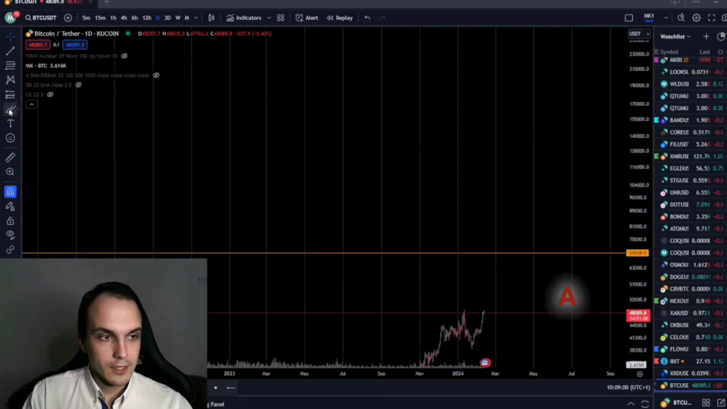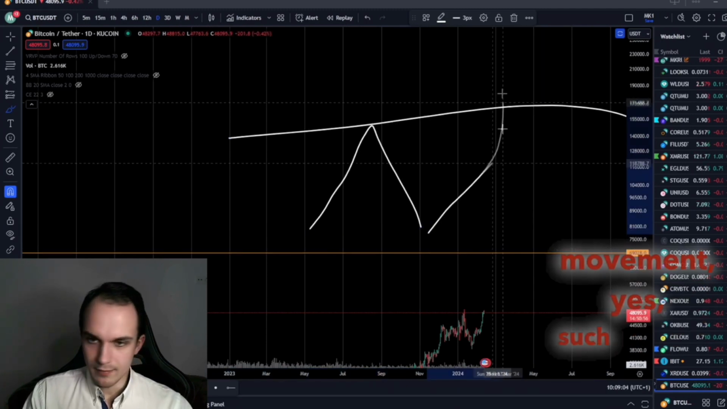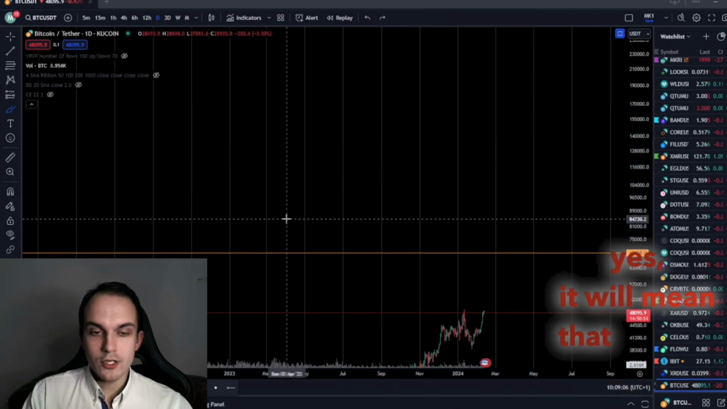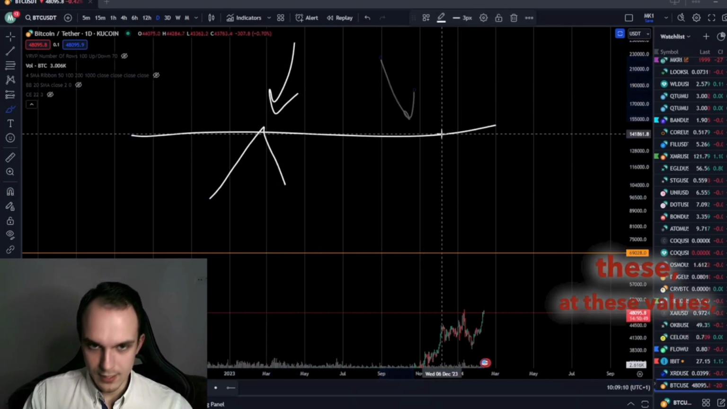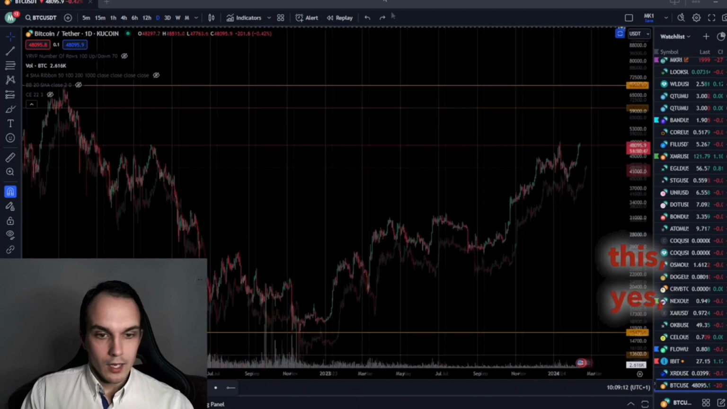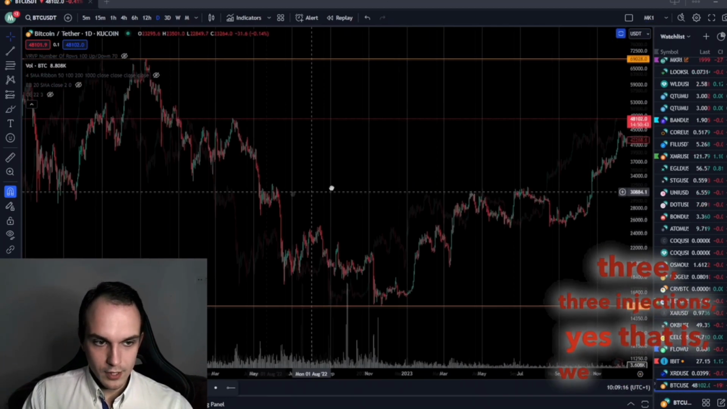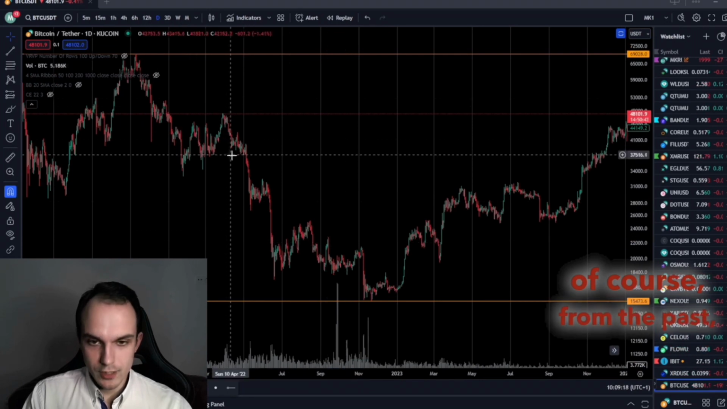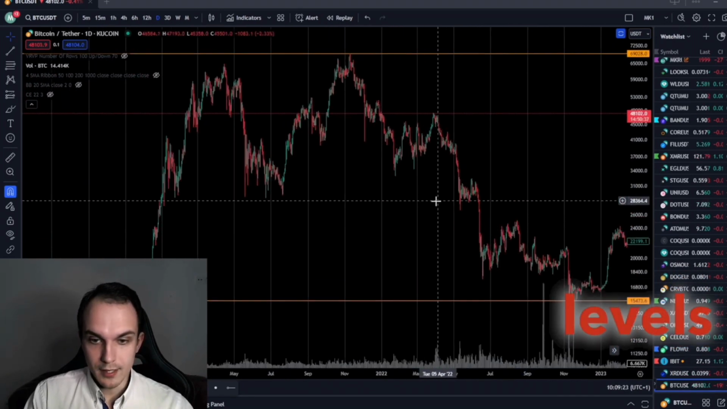The first category is a kink in the price movement, such a picture. It will mean that there is a level here, at these values. And how can we determine this? With one, two, three bends. We are looking, of course, at the past. It is important for us what happened in the past when working with levels.